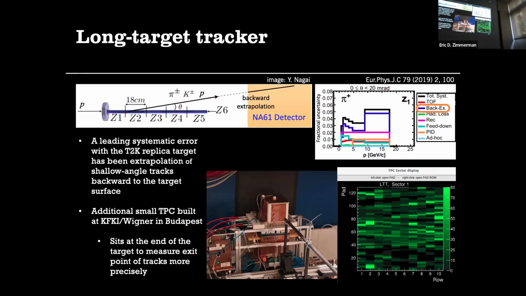So we added a new TPC that was built this year. And here you can see a very high resolution, very high multiplicity event in that TPC. This was built by the KFKI Victor Group in Budapest. And this sits just downstream of the target, dedicated to measuring the exit point of the tracks from a long target.